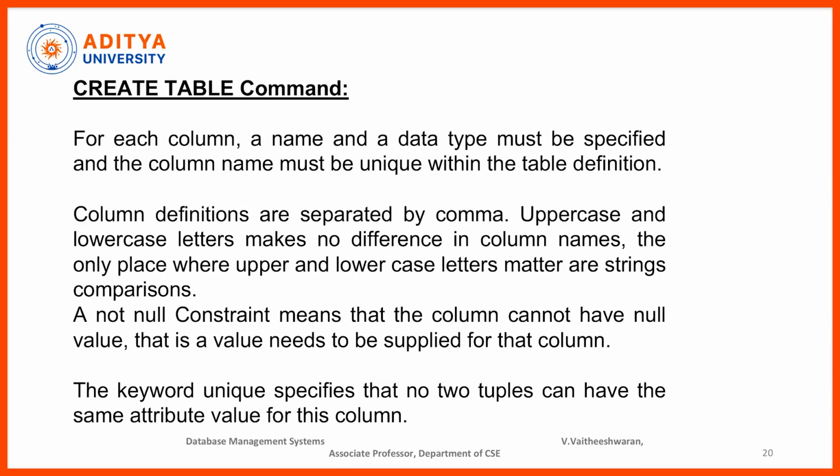In the create table command, for each column, a name and a data type must be specified, and the column name must be unique within the table definition. Column definitions are separated by commas. Uppercase and lowercase letters make no difference in column names. The only place where upper and lowercase letters matter is in strings and comparisons. A not null constraint means that the column cannot have a null value, that is, a value needs to be supplied for that particular column. The keyword unique specifies that no two tuples can have the same attribute value for this column.